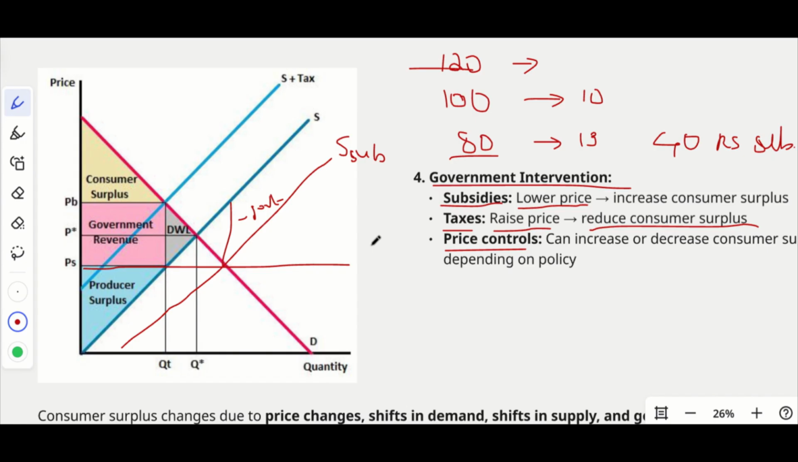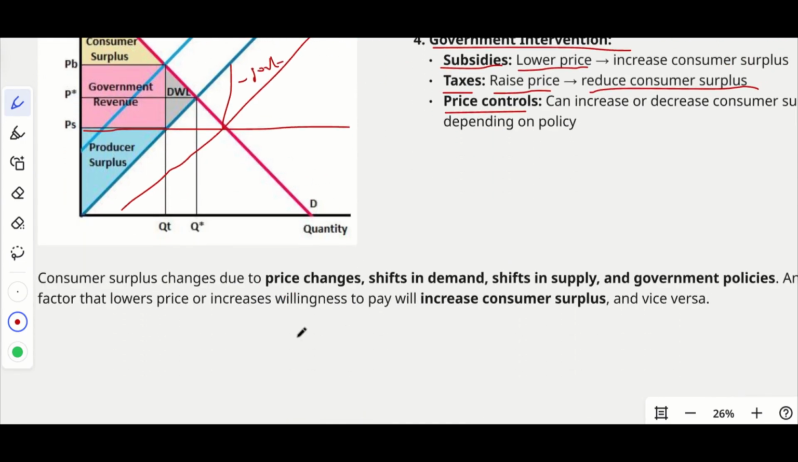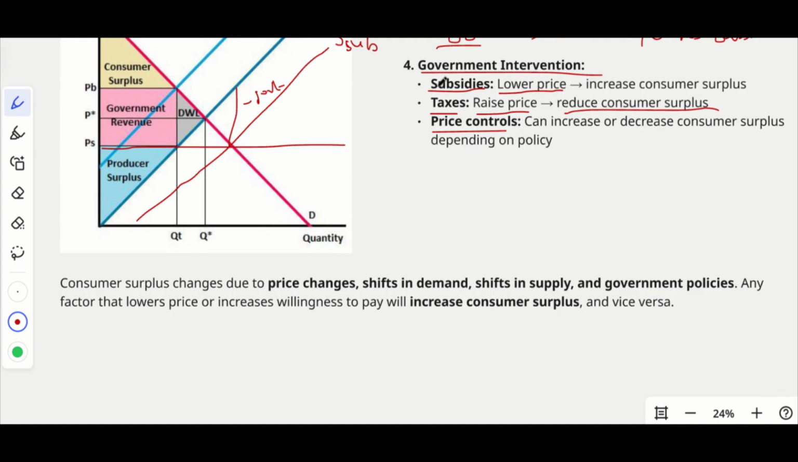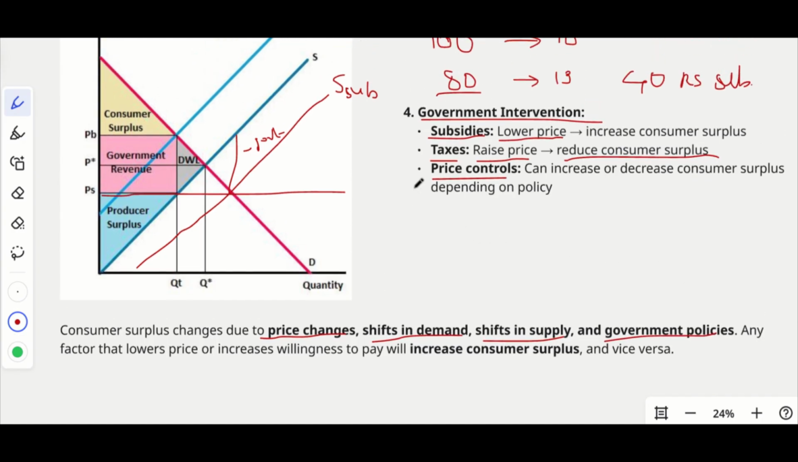So how can we conclude it? Basically, consumer surplus changes due to changes in prices, shifts in demand, shifts in supply, or government policies. The minimum price and the maximum price also work with that. The maximum price will be less than the equilibrium price. Whenever you are drawing a maximum price, it should always be less than the equilibrium price, and the minimum price will always be greater than the equilibrium price. Just keep that in mind.